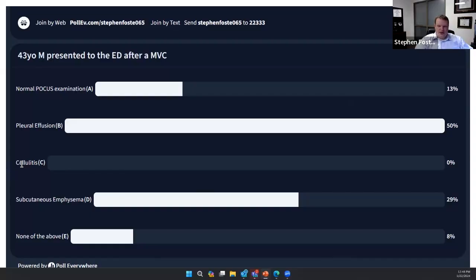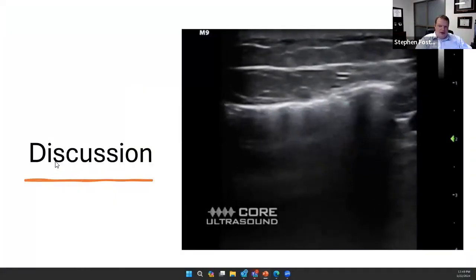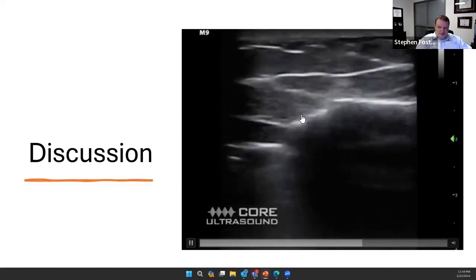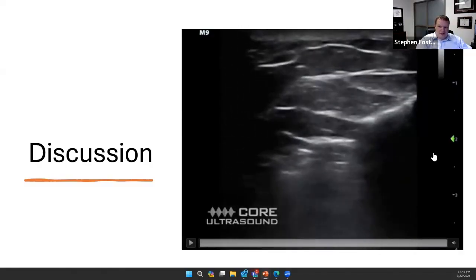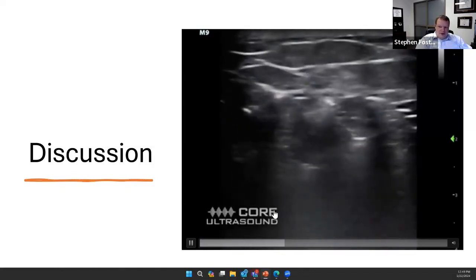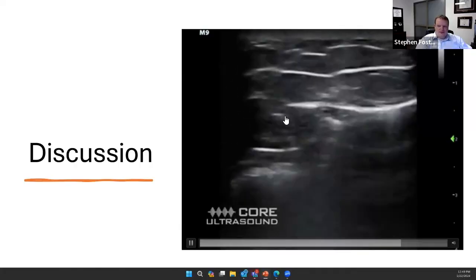Okay, just a few more seconds. So the answer to this one is actually subcutaneous emphysema. What I think about with the pleural effusion, you see these lines right here. So you do see some lines there, but if you notice, we are really close to the surface of the skin. And while there are some lines there, it's not more than 3, and we cannot say for sure that they're traveling all the way down 20 centimeters.